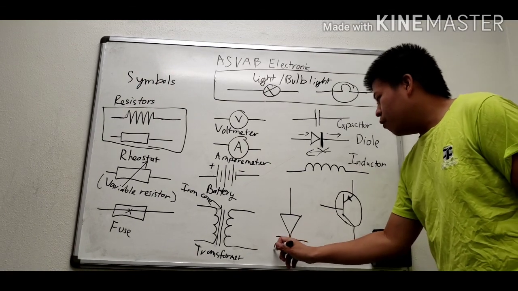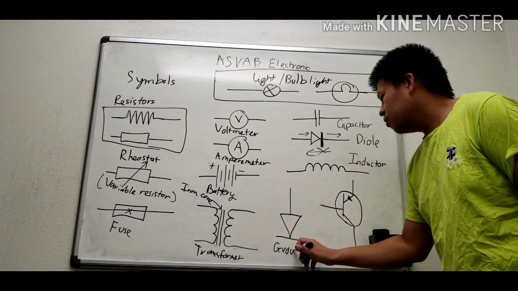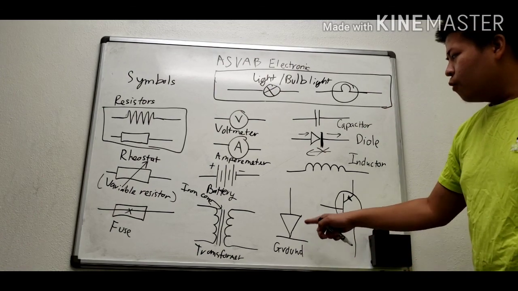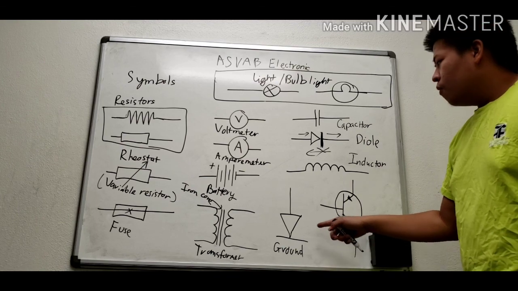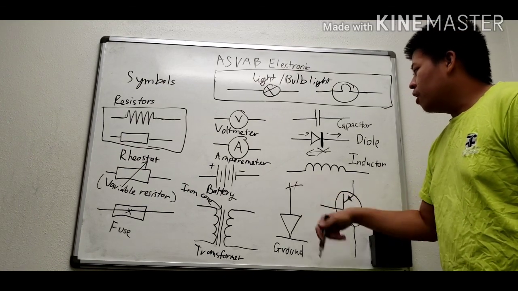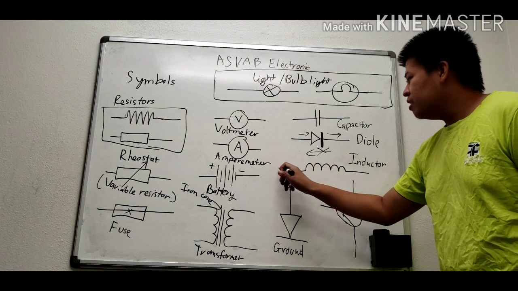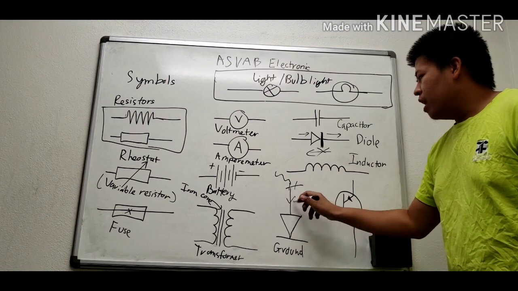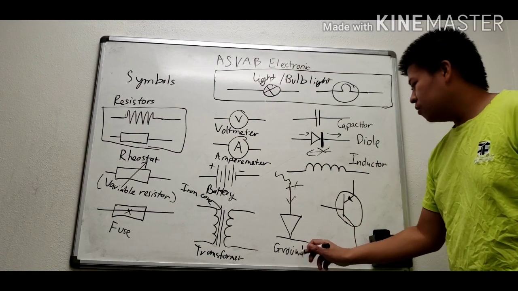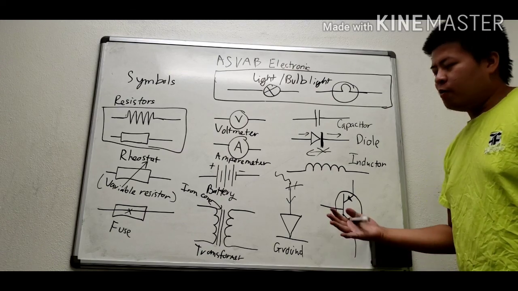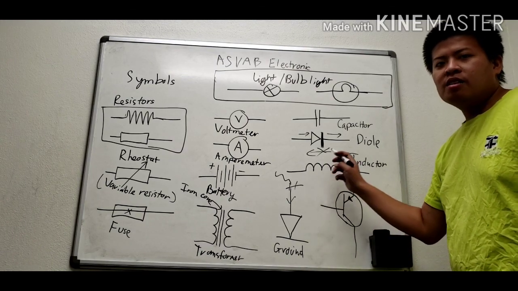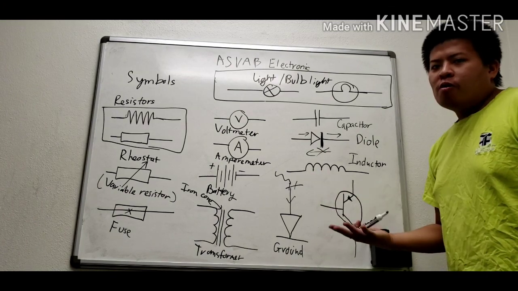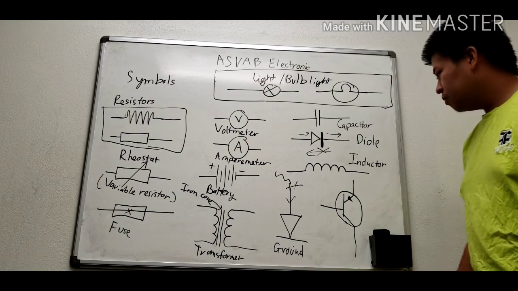The next one is the ground. This one is used for the antenna. On the top, if thunder lightning hits the antenna, it will transfer the electrons to the ground, and we can save the equipment here, because if we have too many electrons on the wire, they will explode, because this is high voltage.